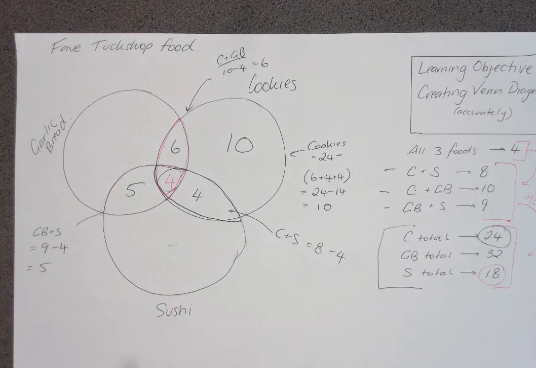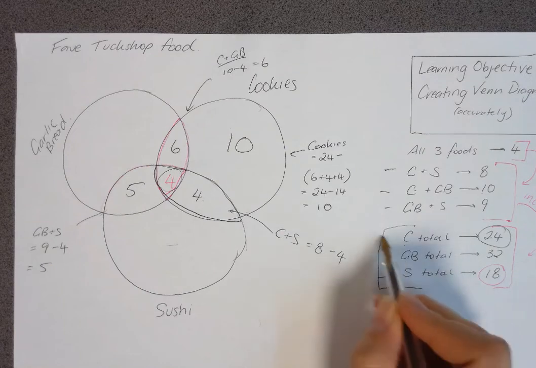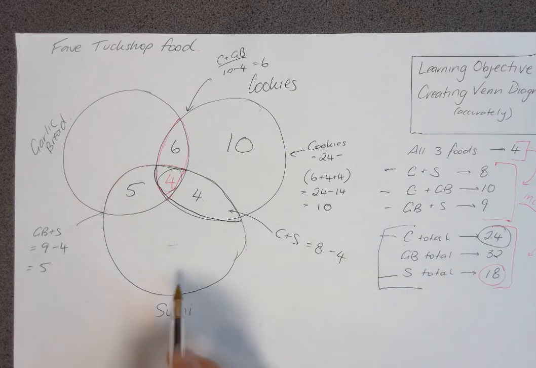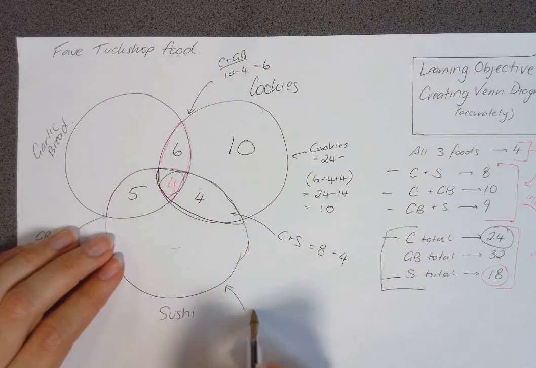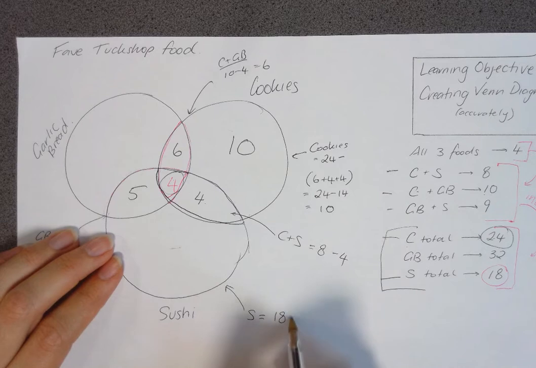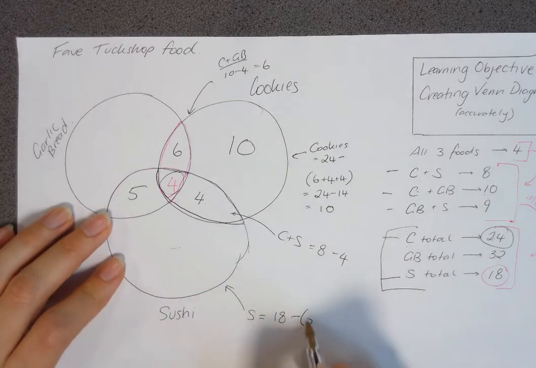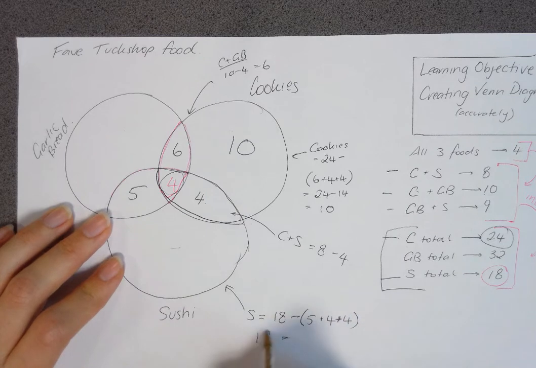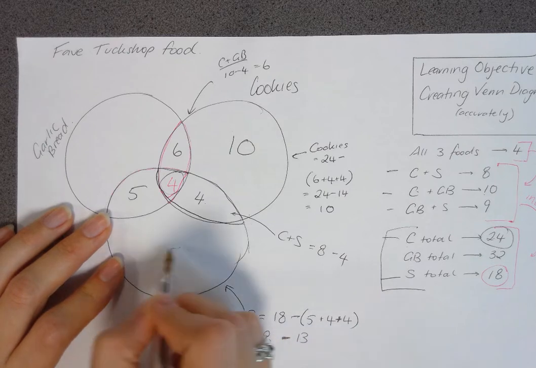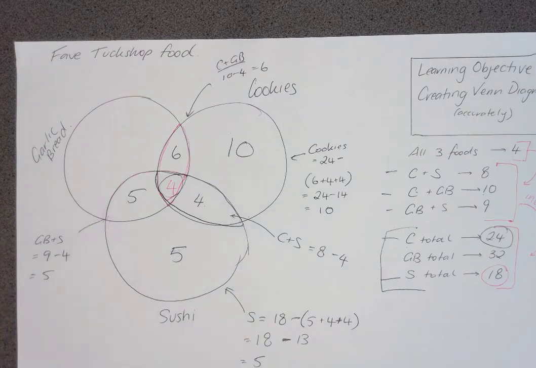All right, sushi, let's jump down to this one here. Sushi's total is 18, but we know that we've already got a few in there. So we've got a 5, a 4, and a 4. So this should be pluses. 18, take away, 5 plus 4 is 9, plus 4 is 13. So we're going to have 5 people in this section, so that our total sushi lovers will equal 18.